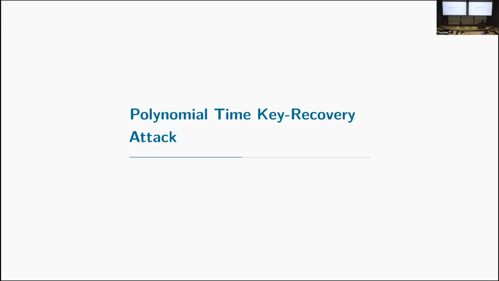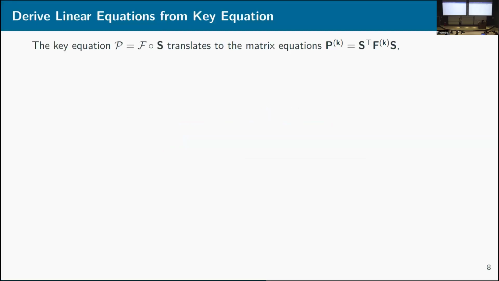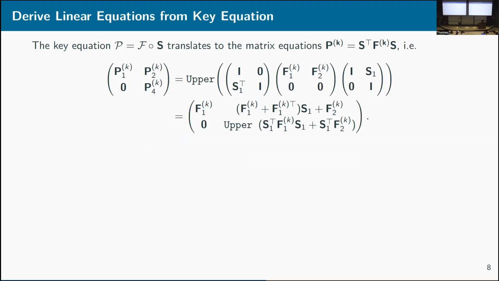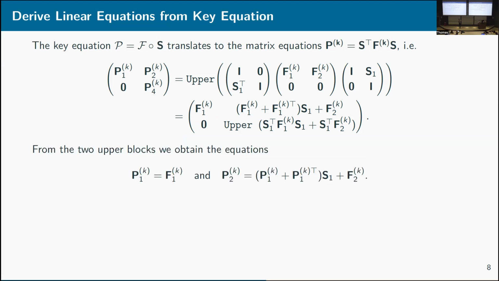First, we start with a polynomial time key recovery. And what we use for this attack is, again, this matrix equation that I showed you earlier. We already saw that there's a lot of structure in S and F. So if we look at this matrix equation in more detail, we just get this equation of submatrices. And important are the upper two blocks here, because the first block gives us that P1 equals F1.